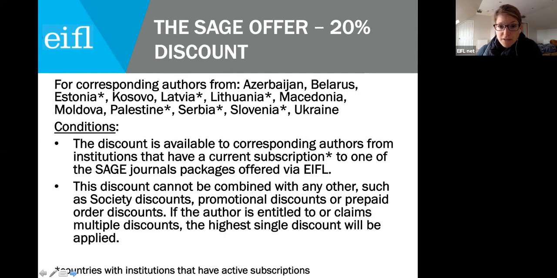And the other part is corresponding authors from Azerbaijan, Belarus, Estonia, Kosovo, Latvia, Lithuania, Macedonia, Moldova, Palestine, Serbia, Slovenia, and Ukraine qualify for a 20% discount. But again, the condition on this is that the discount is available to corresponding authors only from institutions that have a current subscription to the Sage journals. So the ones that I've marked with a star, Estonia, Latvia, Lithuania, Palestine, Serbia, and Slovenia, are the ones that I'm aware have an existing subscription. So again, the author needs to be affiliated with an institution that has an active subscription.